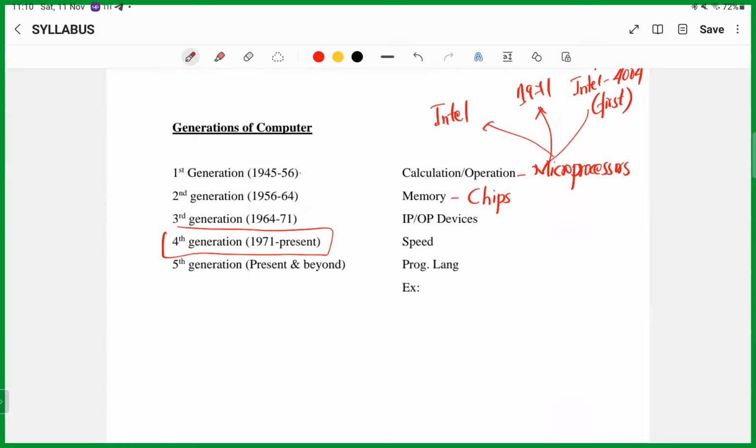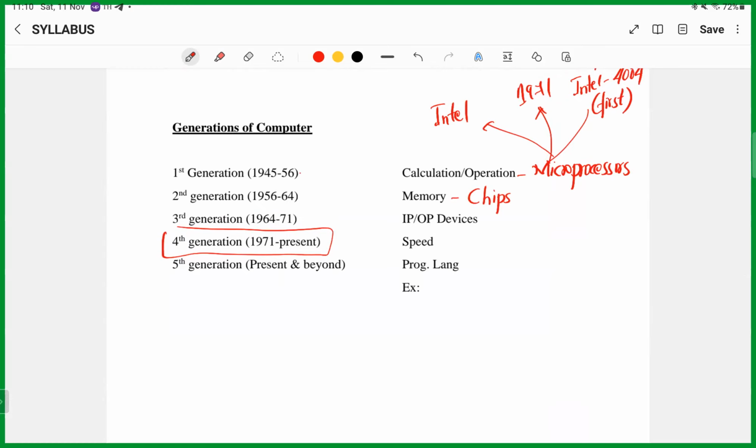We have transformed from the previous one. We used to use magnetic core, now we use chips. Your memory card chips you might have seen. Even if you open a pen drive, inside there is a chip. The pen drive looks big, but the chip inside is very small. Have you seen it? Inside there is a chip, right? Okay, that is nothing but the chips.